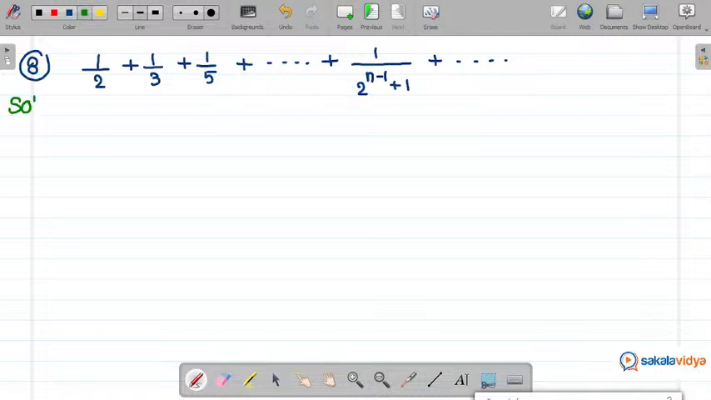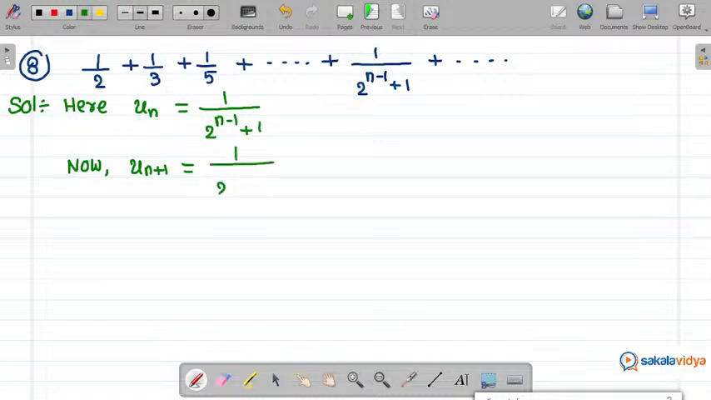Here solution. So, here nth term given un equals 1 divided by 2 to the power of n minus 1 plus 1. Now find un plus 1. So, 1 divided by 2 to the power of, in the place of n write down n plus 1, but minus 1 is there and plus 1. Plus 1 minus 1 cancel. This is 1 divided by 2 to the power of n plus 1. Right? Am I right now?